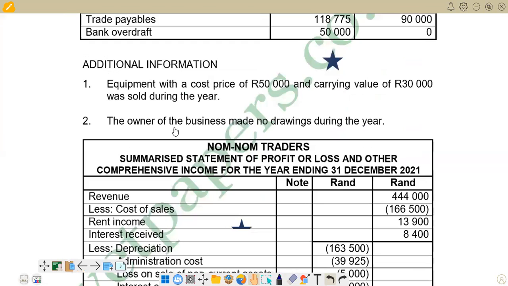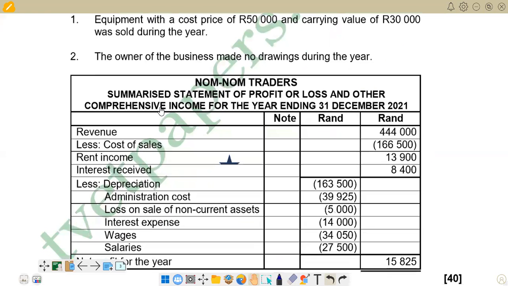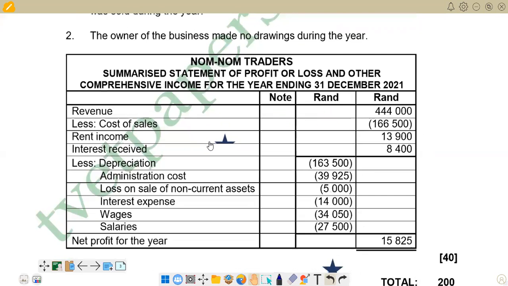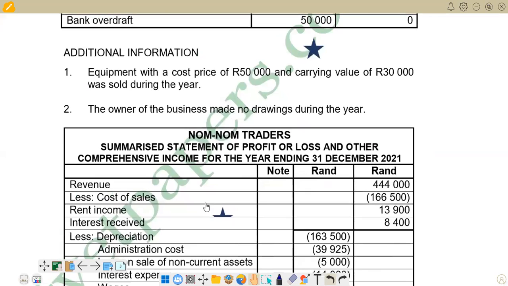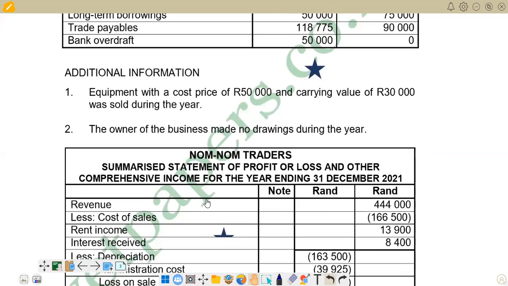If we come down again, we see that we have other information: Nom Traders summarized statement of profit or loss and other comprehensive income for the year ending 31 December 2021. Then we are given the information below in the table. But according to the calculation that we want to make on 6.1, we want to calculate the cash inflow for the year. And we said we are going to start with revenue.